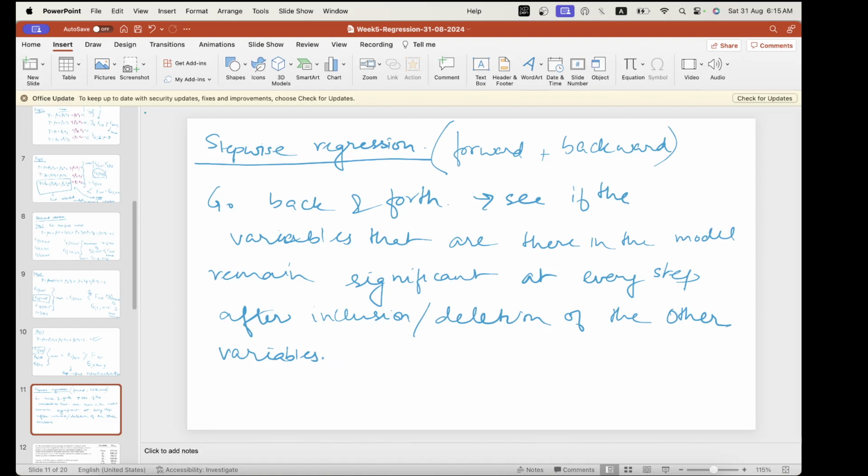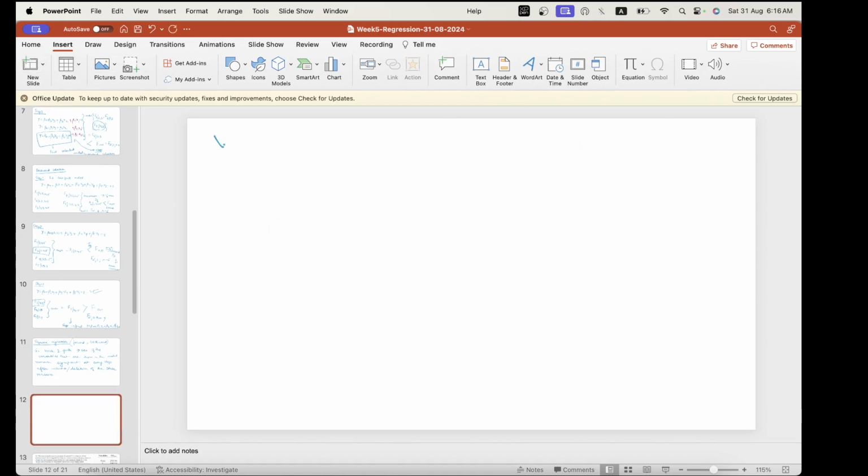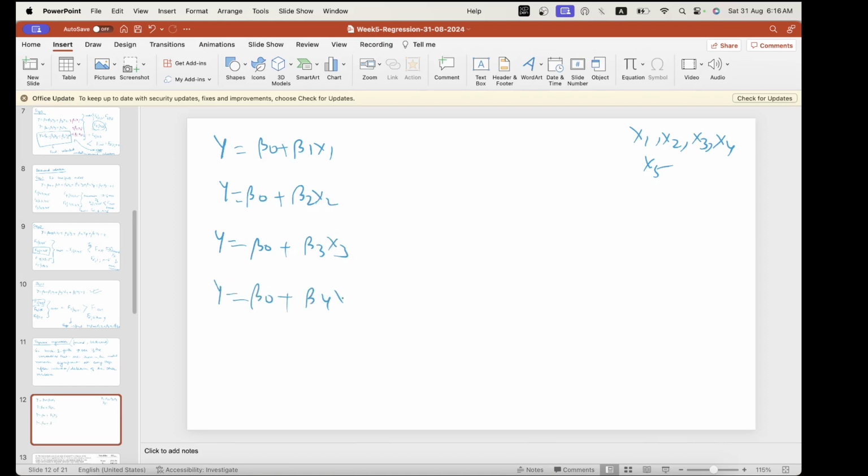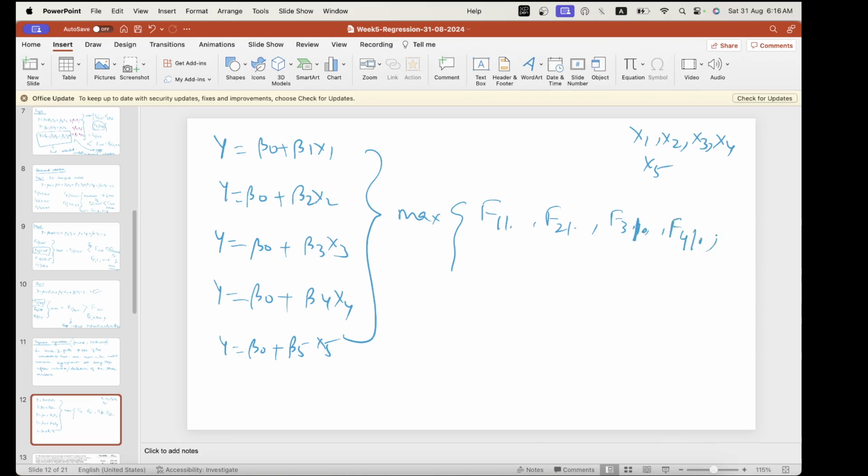Okay, so here let's say we have y equal to x1, x2, x3, x4 and x5. First we'll fit beta naught plus beta 1 x1, y equal to beta naught plus beta 2 x2, y equal to beta naught plus beta 3 x3, y equal to beta naught plus beta 4 x4, y equal to beta naught plus beta 5 x5. Then we find the maximum of f1 given intercept, f2 given intercept, f3, f4, f5 given intercept. Let's say this is my maximum: f2 given intercept, then we include x2.